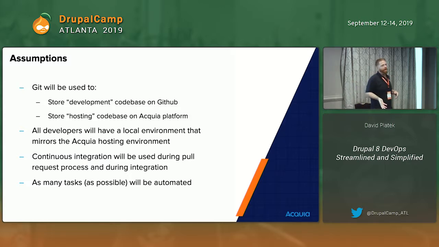If I'm tightly integrating with things like Memcache and Varnish in order to deliver a faster experience, I need to have all of those things available to me locally so that none of that breaks before I push it up into production. We're also going to assume, of course, that continuous integration will be used for all of your pull requests and during your integration process. And most importantly, you're going to automate as much as possible, except for the actual deployment itself.